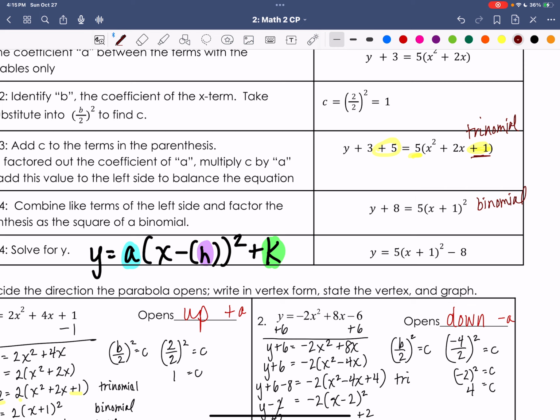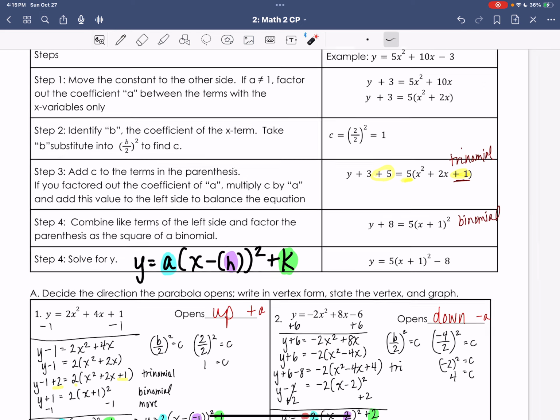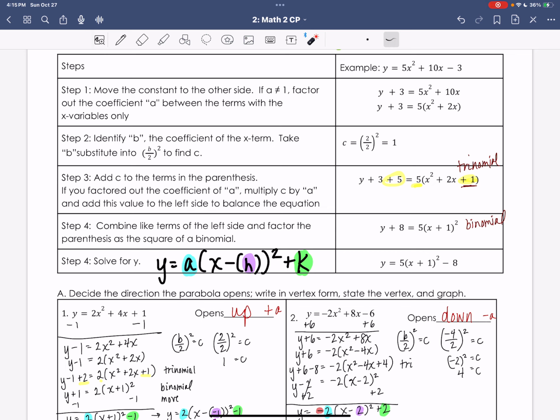So trinomial to a binomial, and then once you've got the binomial, combine like terms on the left side and factor the parentheses as a square of a binomial. So again, what we did was we took this 5, we added it over here, we combined these terms to give you 8, and then we made this into your binomial squared. Now we're going to take this 8 and move it back over, so we have it on that side. And now, this is in vertex form.